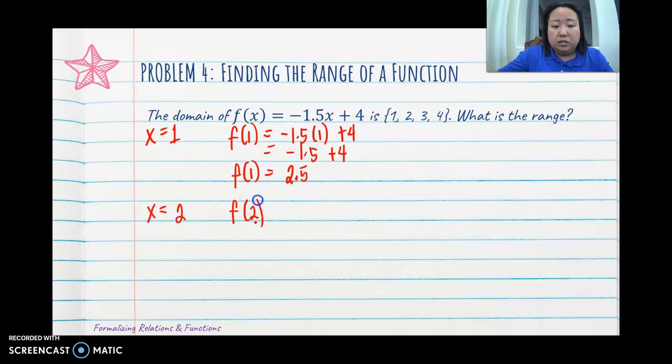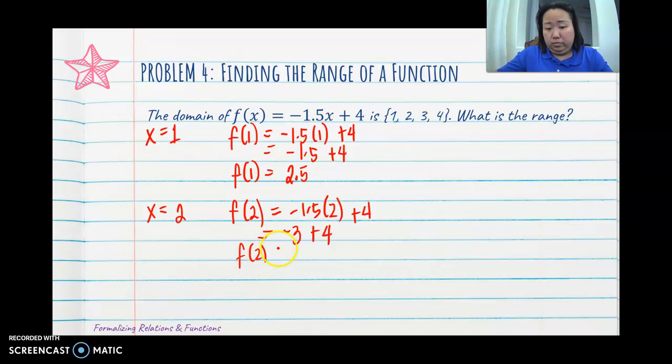If x is the next number, so if x is equal to 2, you just replace the value of x by 2. So this is now negative 1.5 times 2 plus 4. Negative 1.5 times 2 is going to be negative 3, and you add it to 4, and so f of 2 is going to be positive 1. So our range will be including 2.5, and we have the value of 1. What is the next one?